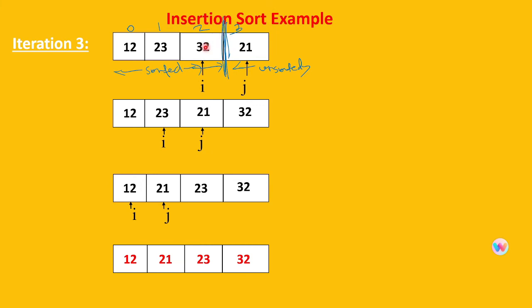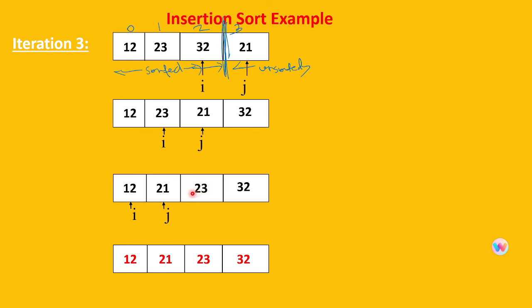Is 21 less than 32? Yes. So 21 will take the place of 32 and 32 will go to 21's place. Now decrement the values of j and i by 1. So j will come to position 2 and i will go to position 1. Again compare 21 with 23. Is it less than 23? Yes. So 21 will take 23's place and 23 will take 21's place.